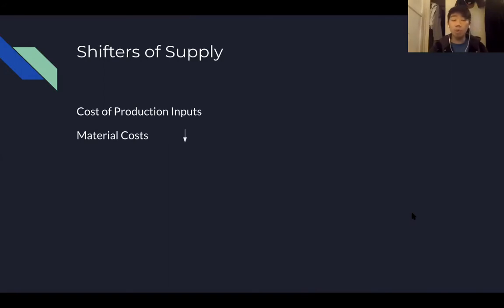As they get cheaper and cheaper, the supply increases. And as they get more and more expensive, supply decreases. As things become more expensive, I as a producer, as a business, can no longer make as many t-shirts as I used to. We also have things like labor and wages.